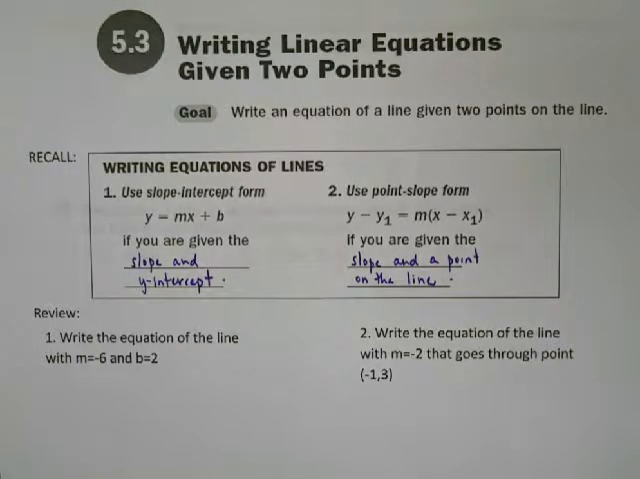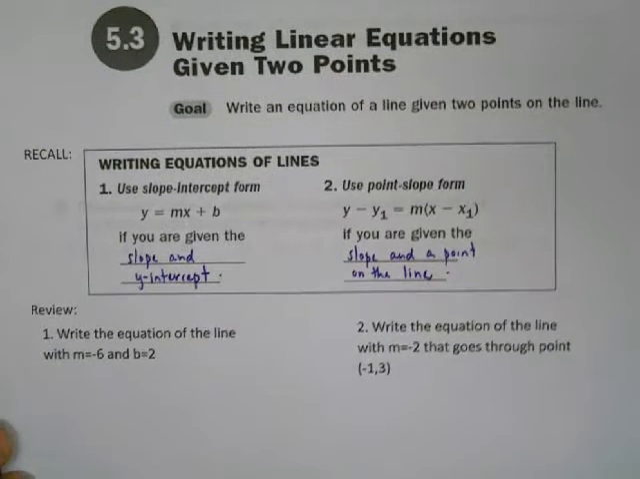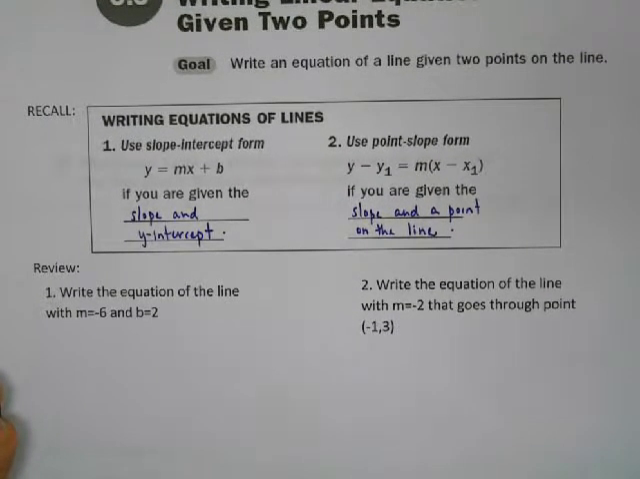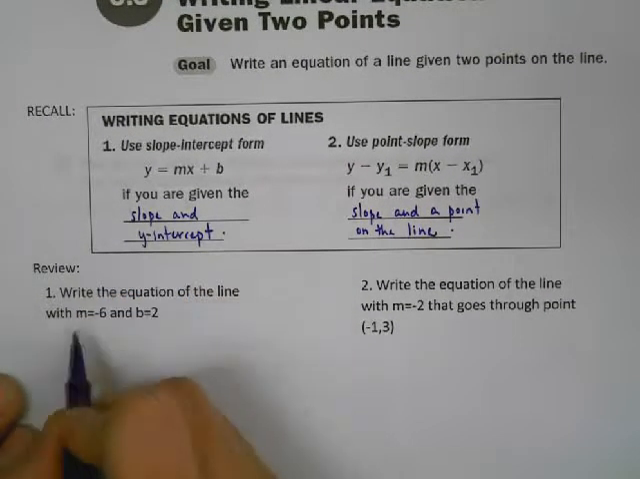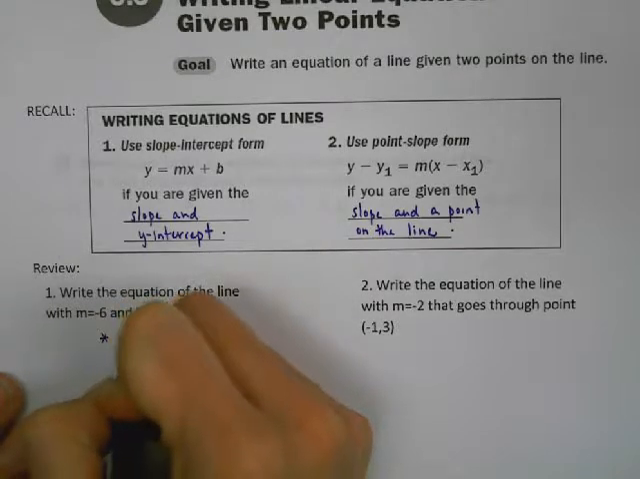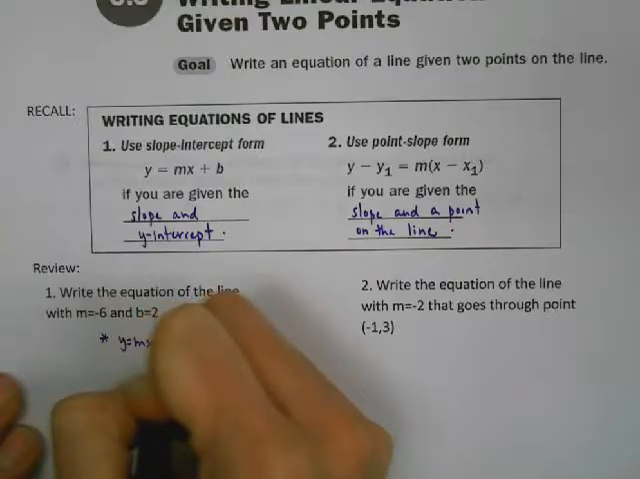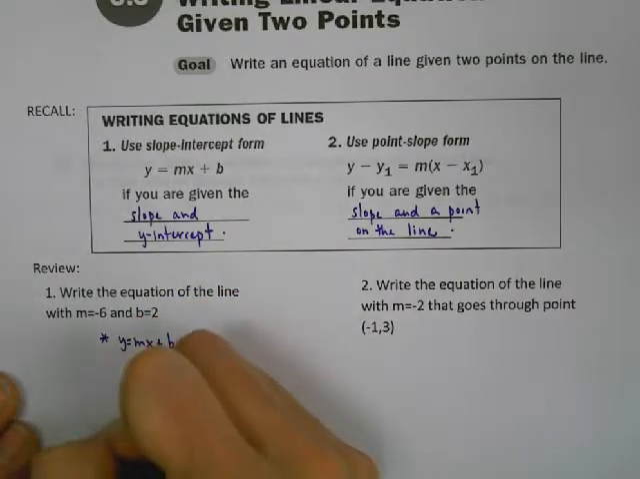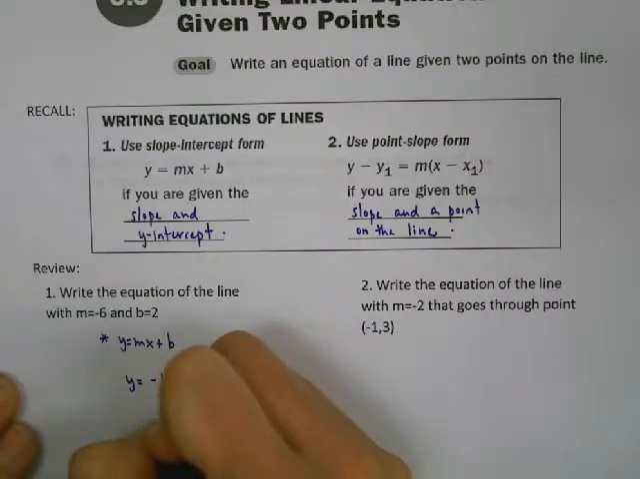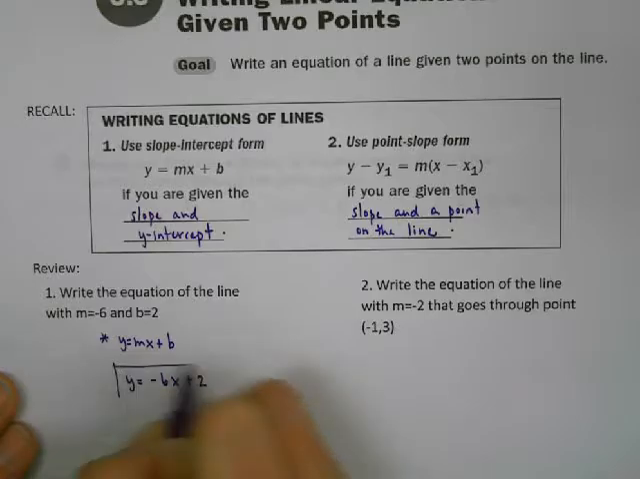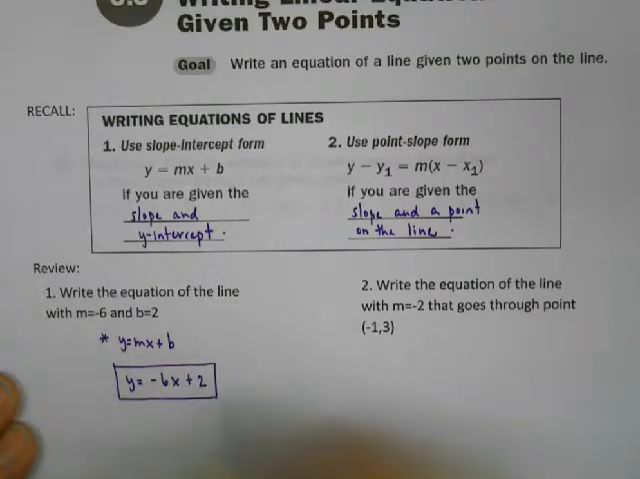So, some quick examples of that. The first one says, write the equation of the line with m equals -6 and b equals 2. So in this case, since I'm given the slope and the y-intercept, it obviously makes the most sense to use our slope-intercept form. So in that case, we just substitute our m and our b, and our equation is y equals -6x plus 2. Nice and easy.